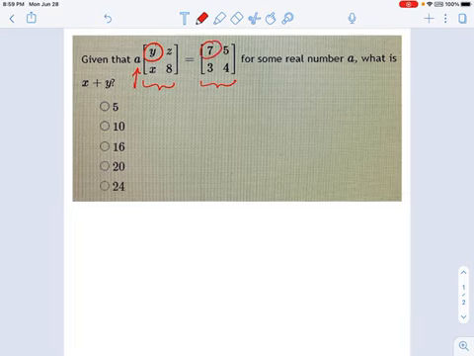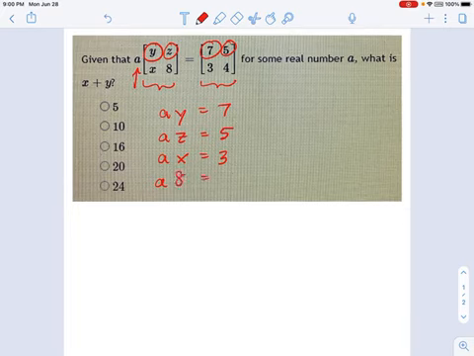Okay, this is an equation. This says A times Y equals 7. Okay, and there's another equation if you look at the top right, which is A times Z equals 5. And likewise, A times X equals 3. And A times 8 equals 4.